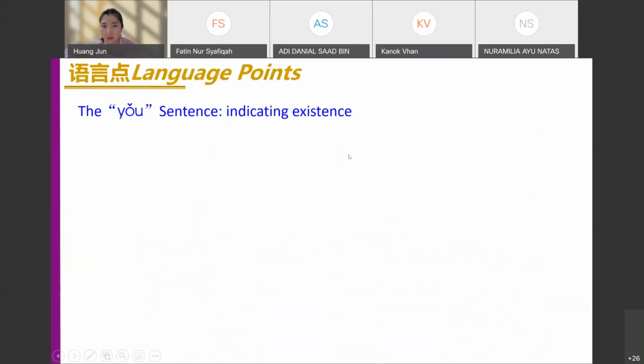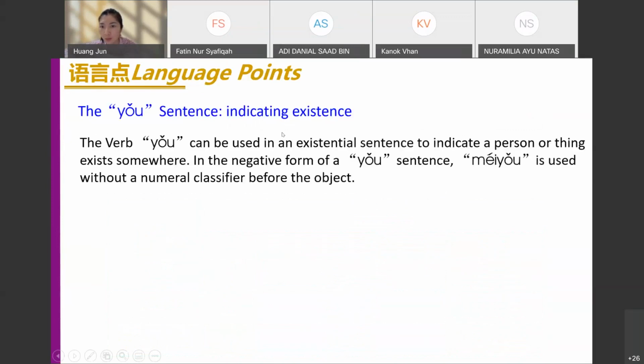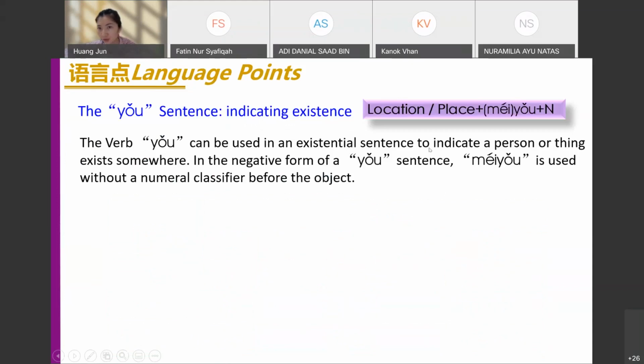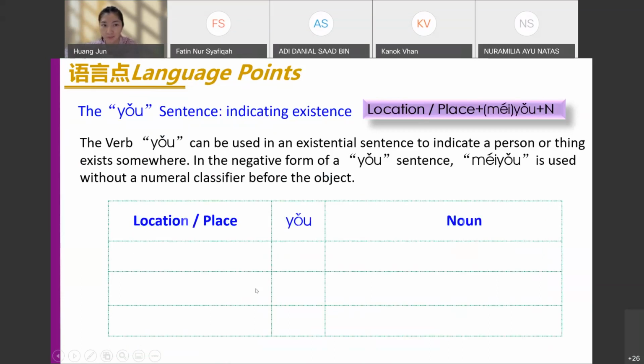Then we check another one. When we're talking about somewhere having something, we use 有 and 没有. 有 means someone or somewhere has something, and 没有 means does not have something. So the sentence pattern is this one. For example, 椅子下面有一个小狗 means under the chair has one puppy. 小狗 is a small dog, a puppy. So there is a puppy under the chair.